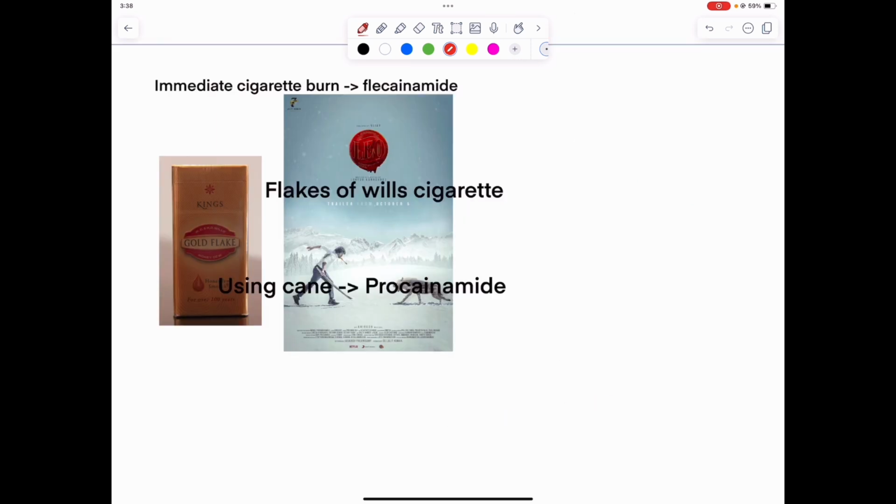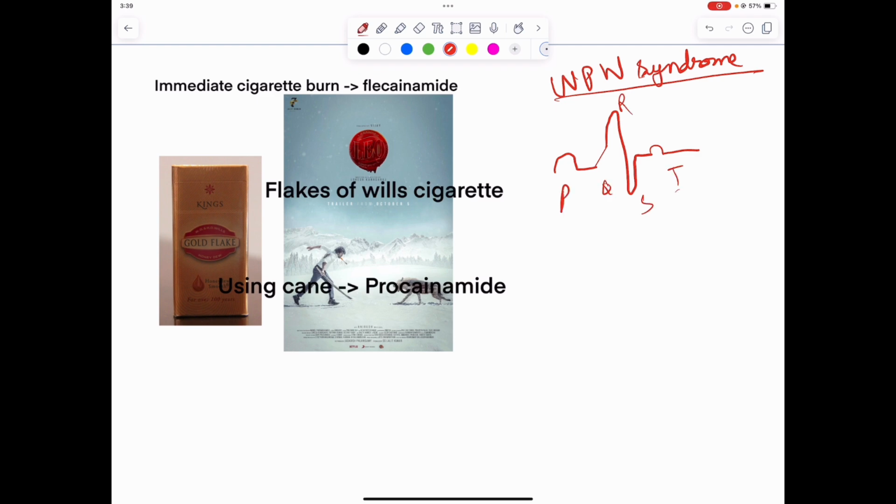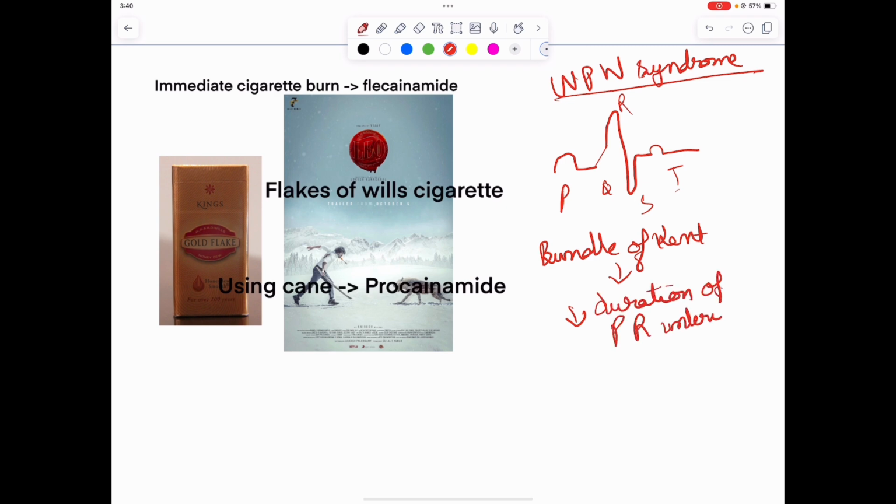Now we move towards something we often see, Wolff-Parkinson-White syndrome, and there is a lot of confusion regarding this. What manifestation will we see in Wolff-Parkinson-White syndrome? This is P, this is Q, R, S, T. Now there is an accessory bundle of Kent. When there is a bundle of Kent, there is a reduced duration of the PR interval. Why? Because it has an alternate way of supplying impulses to the ventricle. So what will we do here?